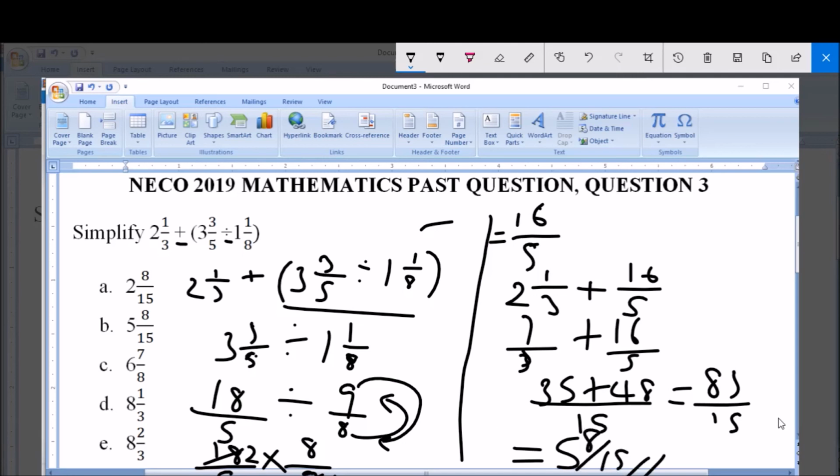So this is the answer to this question. The simplification of 2 whole number 1 over 3 plus, in brackets, 3 whole number 3 over 5 divided by 1 whole number 1 over 8 is equal to 5 whole number 8 over 15. From the options here, option B corresponds to our answer, 5 whole number 8 over 15.